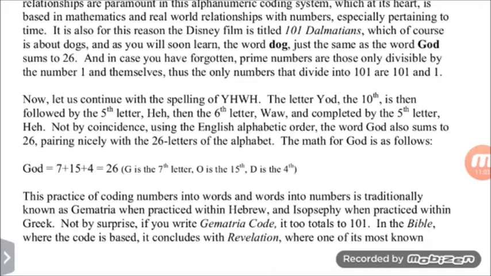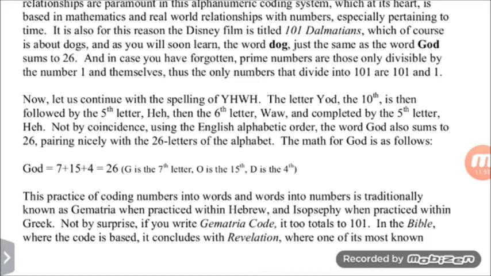The letter Yod, the 10th, is followed by the 5th letter, He, then the 6th letter, Vav, and completed by the 5th letter, He. Not by coincidence, using the English alphabetic order, the word God also sums to 26, pairing nicely with the 26 letters of the alphabet. The math for God is as follows. God equals 26. G is the 7th letter, O is the 15th, D is the 4th.